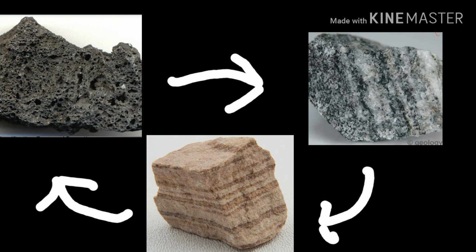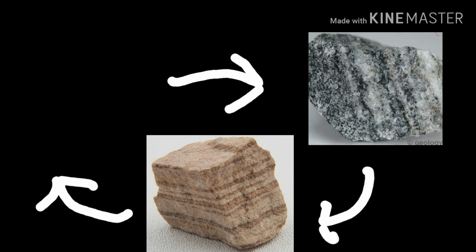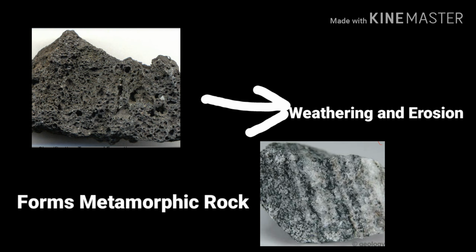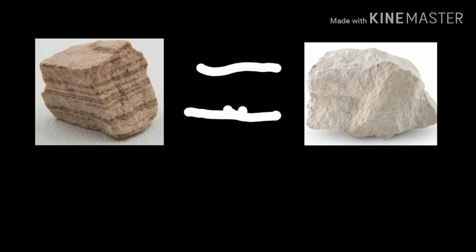These three rocks make up the rock cycle and can change into each other. For example, sedimentary rock can undergo heat and pressure and turn into an igneous rock, which can undergo weathering and erosion and form a metamorphic rock. But the same rock type can even change into a different version of itself. For example, metamorphic rock can change further into a different version of the same rock.